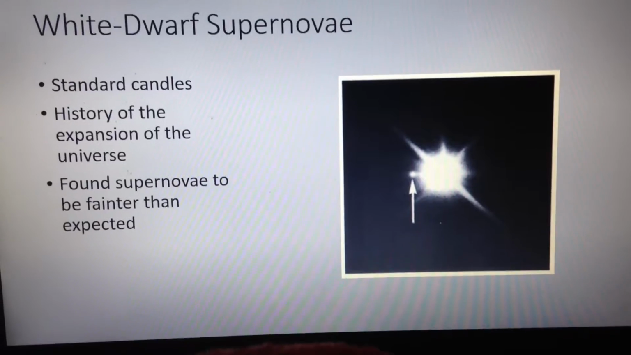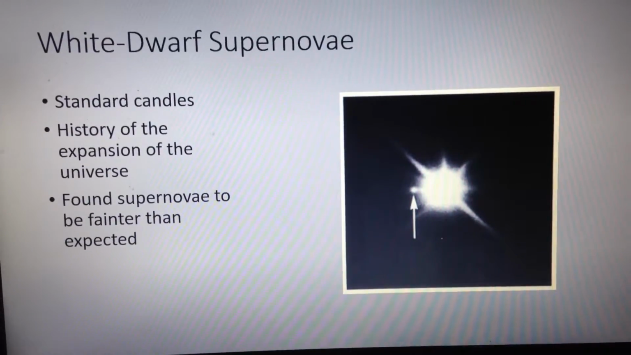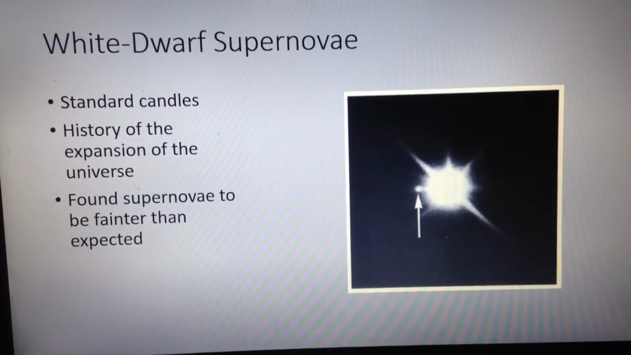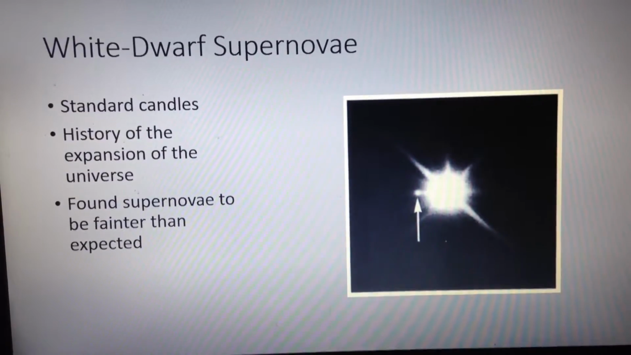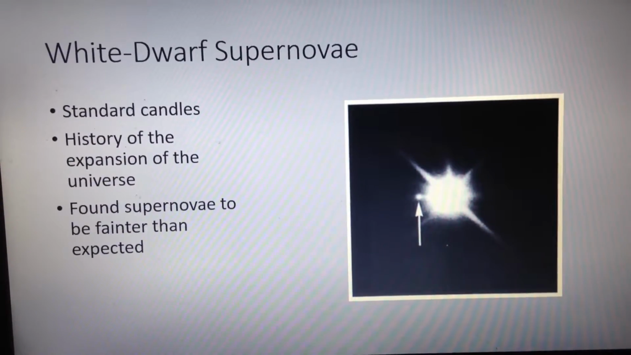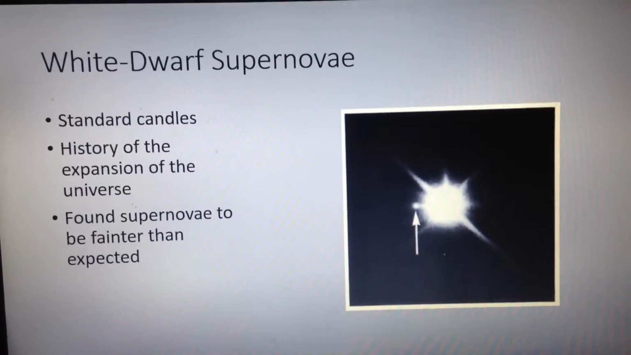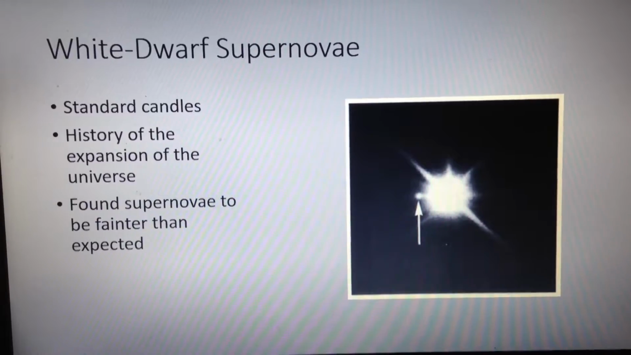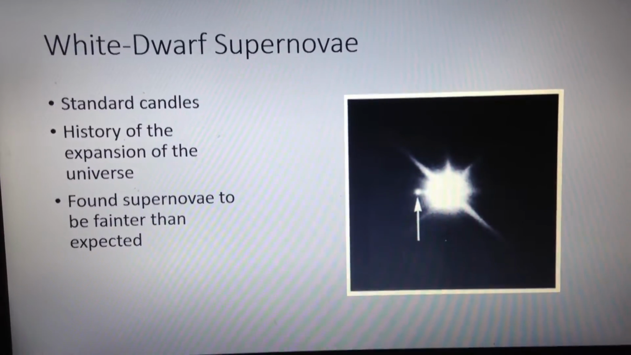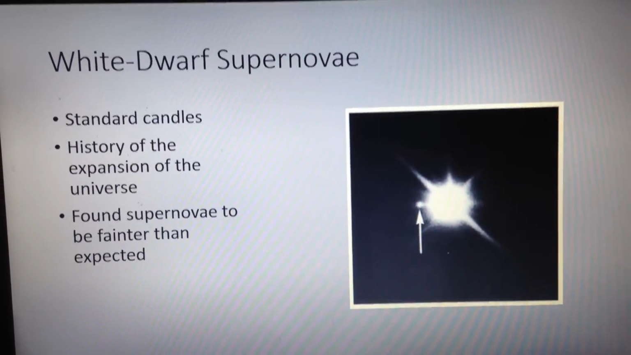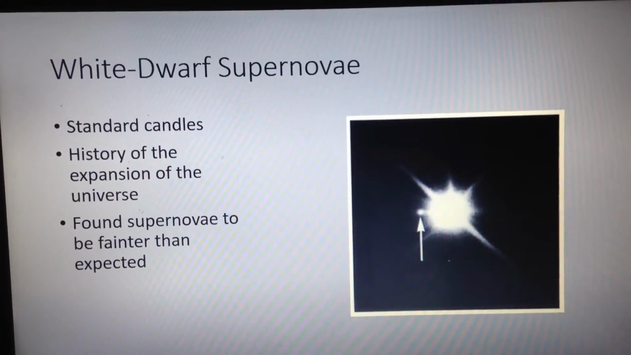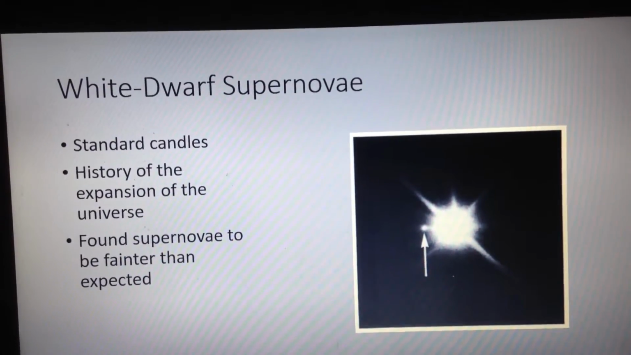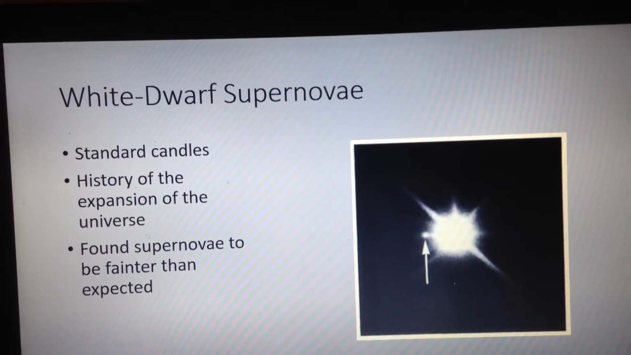Scientists use white dwarf supernovas as standard candles by measuring how their brightness changed over time. This was observed to show the history of the expansion of the universe. It was expected that the expansion would be slowing, but the supernovas were fainter than they thought, which means the expansion of the universe was accelerating. These white dwarf supernovas are evidence for dark energy.